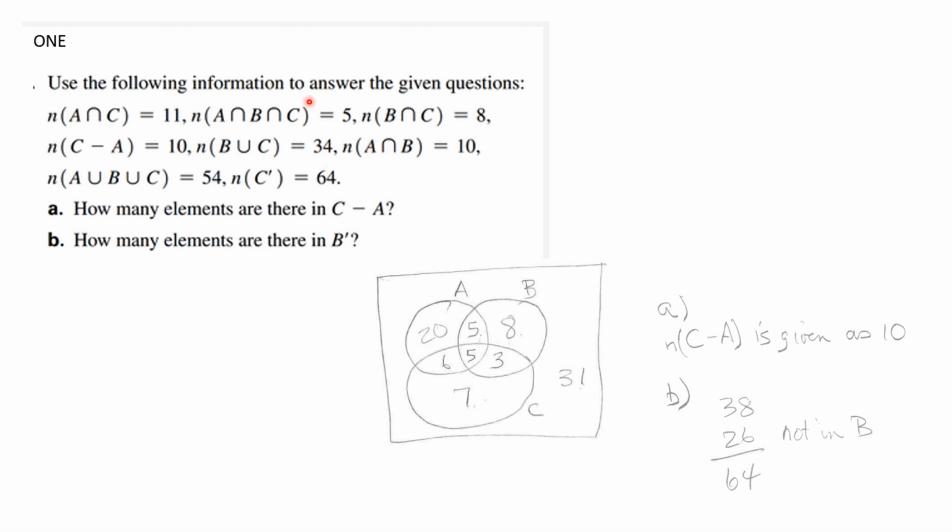So in number one, you will use this information to answer the question, how many elements are in C minus A? Filling out the Venn diagram, including the things that are in the universal set that is not in A, B, and C, we get these numbers. And so how many elements are in C minus A? That actually was given in the problem, that is 10. But then the remaining question says how many are not in B? And that not in B is going to be 64.